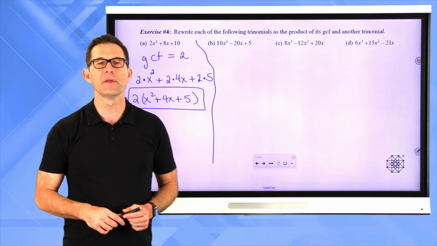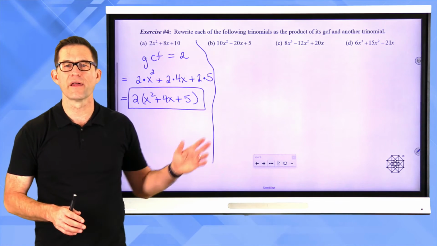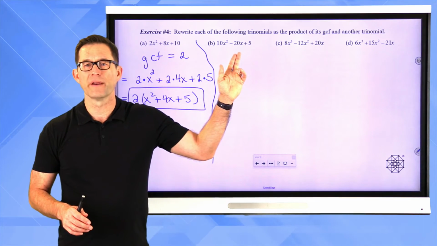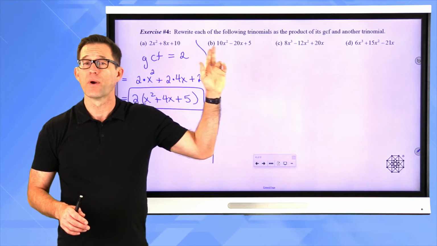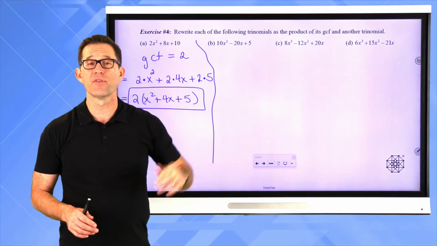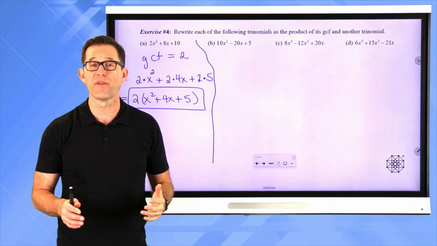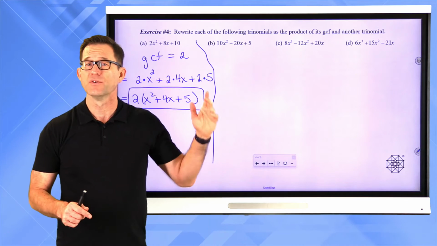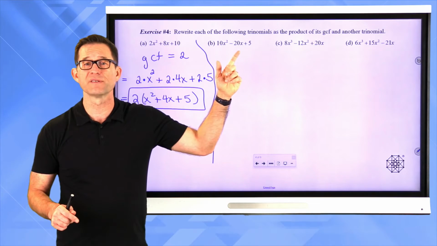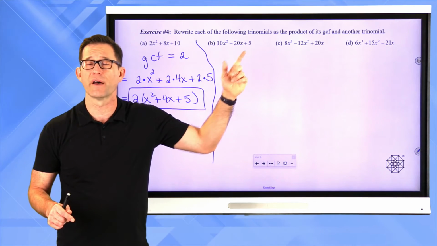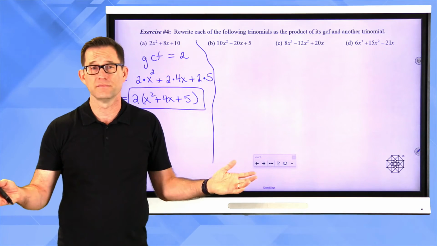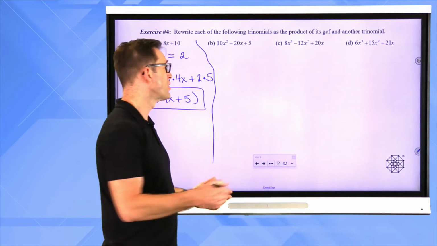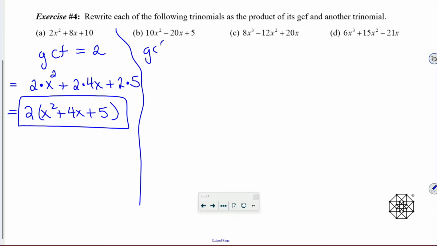Now letter B you have to be a little bit careful with. It seems a lot like letter A. We've got 10x squared minus 20x plus 5. Right, we look at the 10, the 20, and the 5. The largest number that divides into each one of them is the number 5. Awesome. Just like before, this has an x squared, this has an x to the first, this has no x on it, so we cannot include an x. So our GCF is easy enough. It's purely numerical. It's just a 5, right?